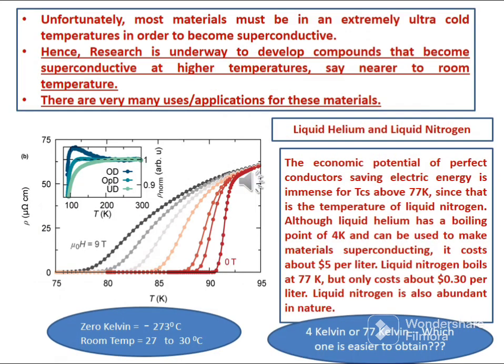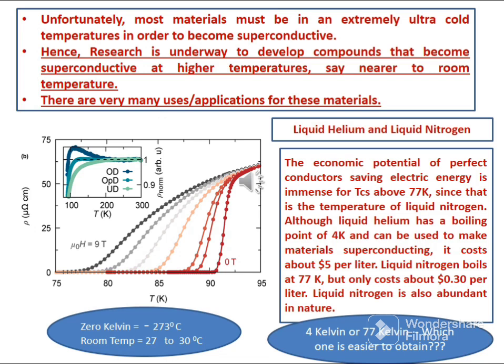Unfortunately, most materials must be at extremely low temperatures in order to become superconductive. Hence, research is underway to develop compounds that become superconductive at high temperatures, say near room temperature. Even today, research is on to increase the TC to near room temperature. There are very many uses and applications for these materials. In the graph below, you can also notice that the trend of TC on the x-axis is shifted to the right-hand side. So we are nearing room temperature.